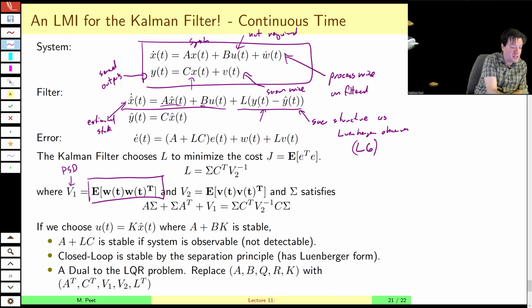So obviously the process noise directly affects this error, drives that error. And the sensor noise also drives the error, but filtered through our gain. So we can't make our gain too high, or we can't trust our sensors too much, or that sensor noise is really going to upset our error dynamics.